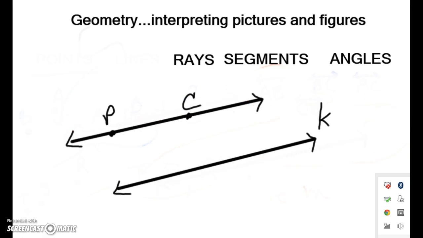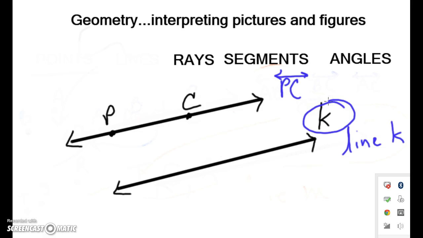I want to point out one more thing very quickly. In this particular picture, I have two different lines. I have line PC, and I also have line K. This K, this particular letter, is not a located point. So I cannot say that the letter K is a point because it's not attached to a dot. And this is something you always remember. It's just a generic name that enables me to identify a particular line.